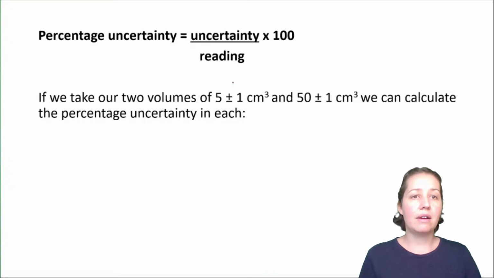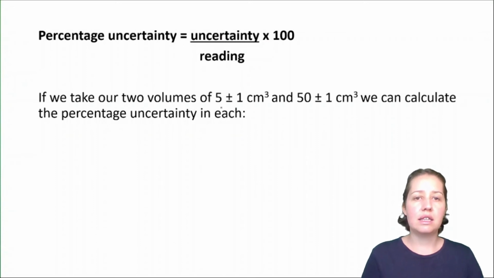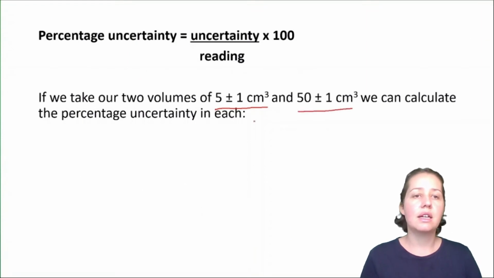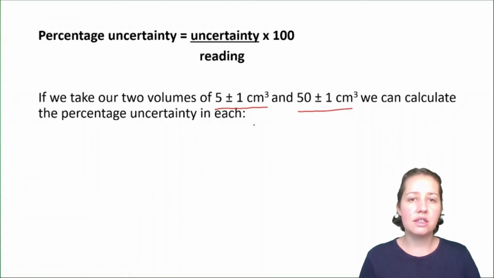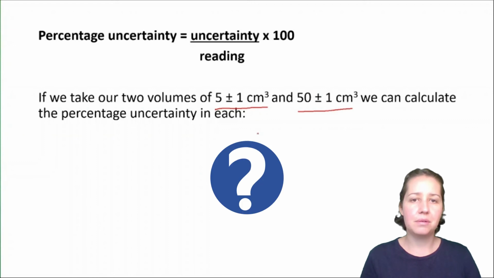The way that we work out the percentage uncertainty is you do the uncertainty divided by the reading times 100. So I would like you to have a think about taking the 2 volumes of 5 plus or minus 1 centimetre cubed and 50 plus or minus 1 centimetres cubed, and I would like you to find the percentage uncertainty in each of those readings. Pause now.